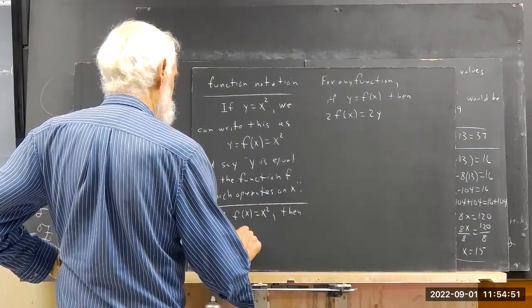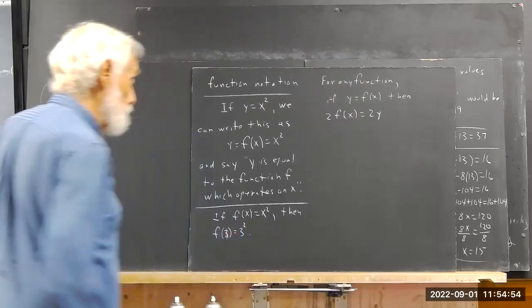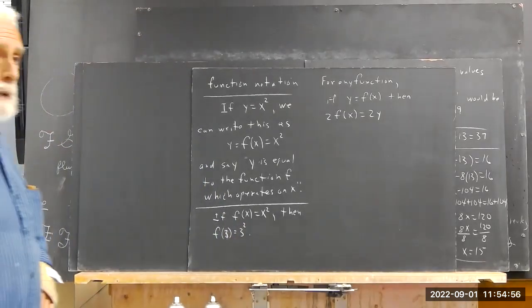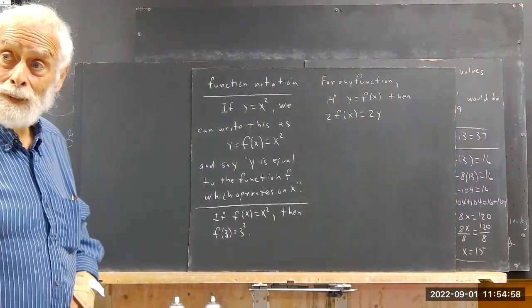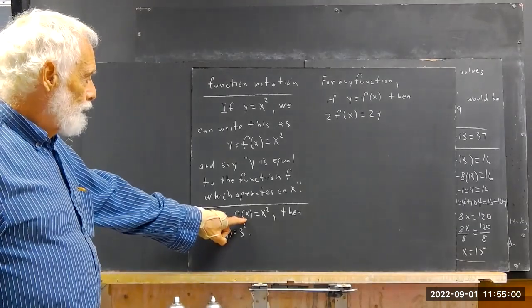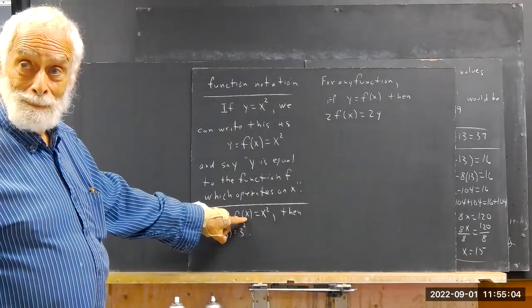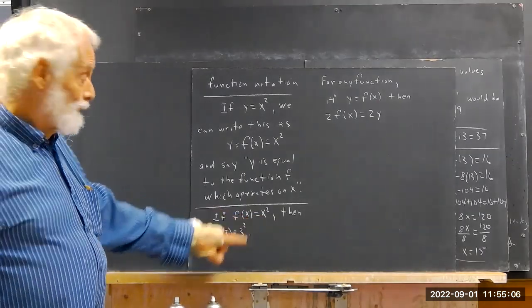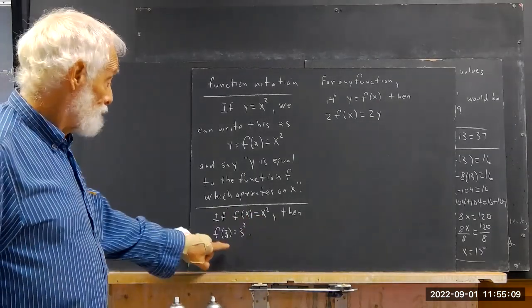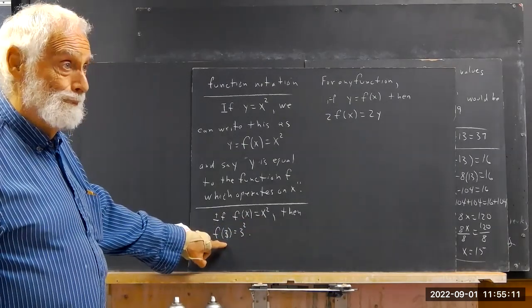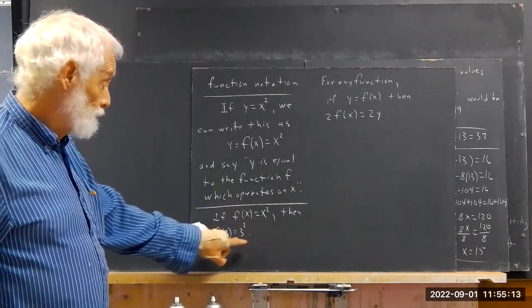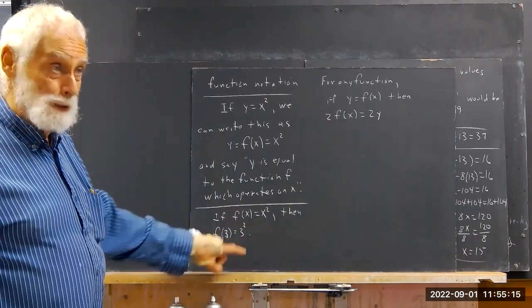f of 3 is 3 squared. It makes perfect sense because here f of x equals x squared. This x is the same as this x, right? Okay, so if I say that this x is now 3, then this x had better also be 3. That makes sense?